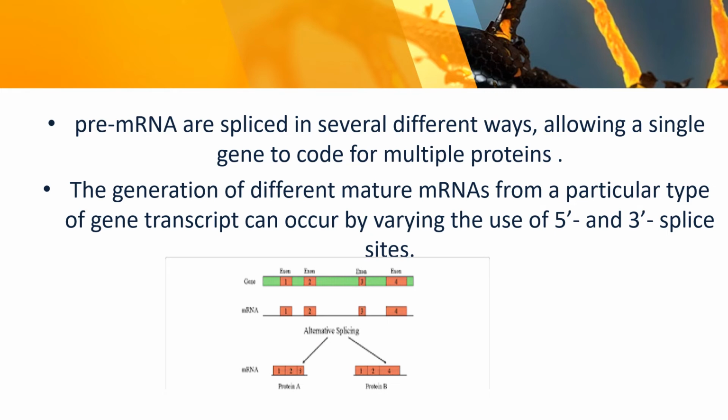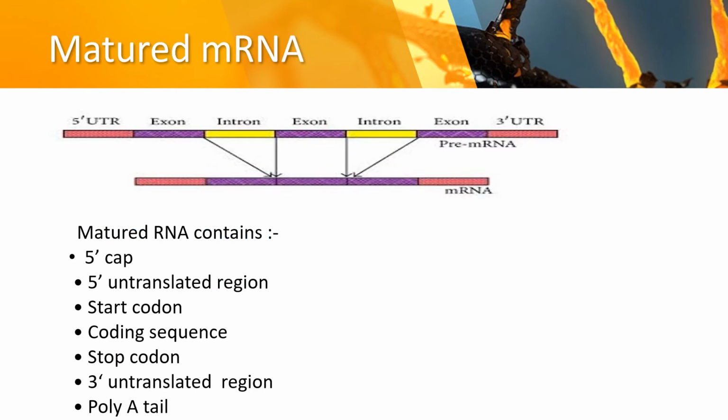The pre-mRNA is spliced in several different ways, allowing a single gene to code for multiple proteins. The generation of different mature mRNAs from a particular gene transcript can occur by varying the use of 5' and 3' splice sites. So here comes the mature RNA. Mature RNA contains a 5' cap, 5' untranslated region, start codon, coding sequence, stop codon, 3' untranslated region, and poly A tail.